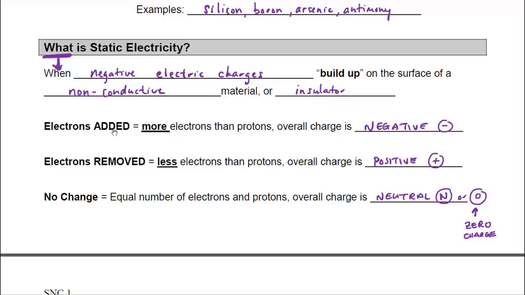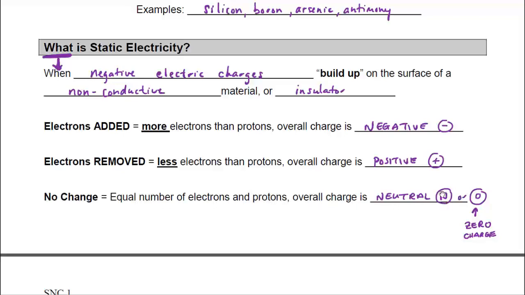When electrons get added, the more electrons you have compared to protons, you should get a negative charge. You should realize that. When you remove electrons, you now have fewer electrons than protons, so your overall charge should now be positive. If you don't change them, you just leave them alone and have an equal number of electrons and protons, then your overall charge should be neutral.